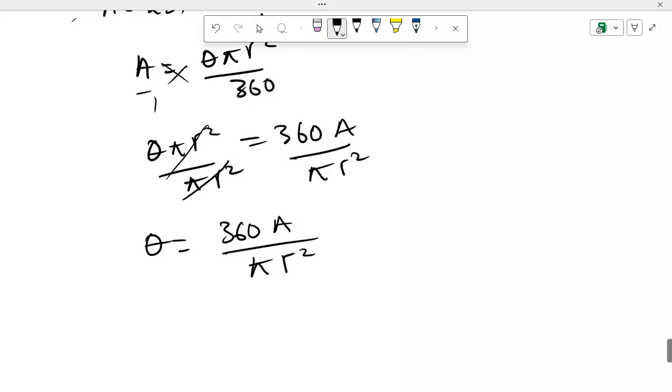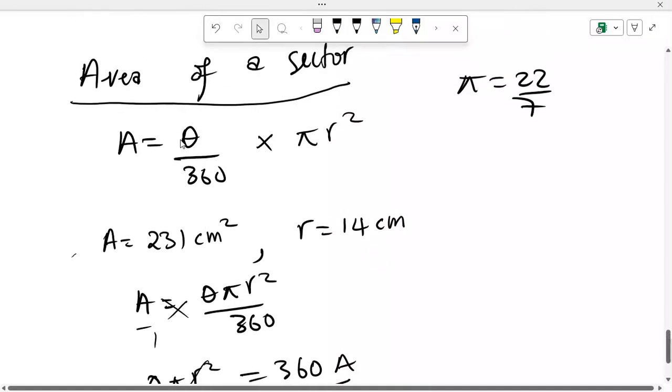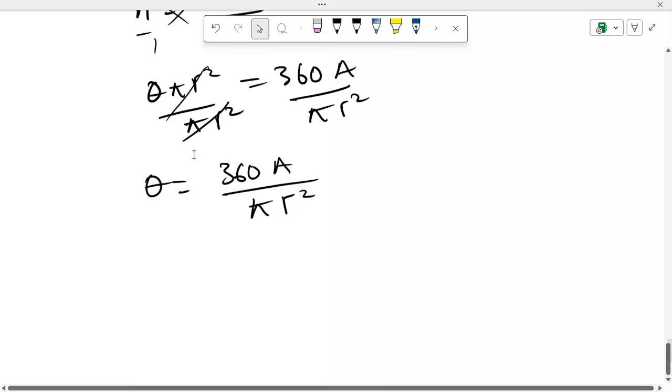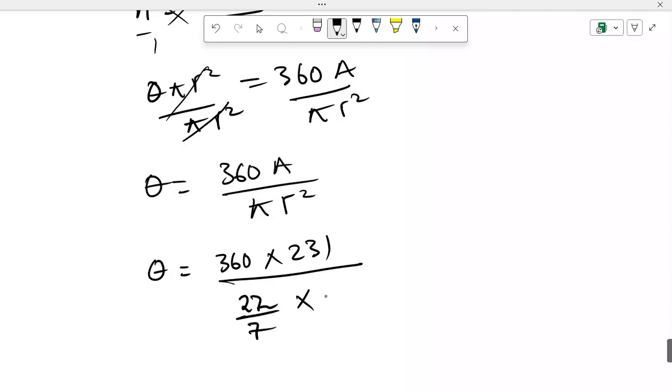Now we just substitute the values. If you hate making the subject of the formula, you can put the values in first, then solve with the calculator to find theta. But I like expressing it this way because you just put in the values, with no need of re-evaluating at the end. Multiply by 231 over pi, we are told to use 22 over 7, multiplied by the radius, which is 14.